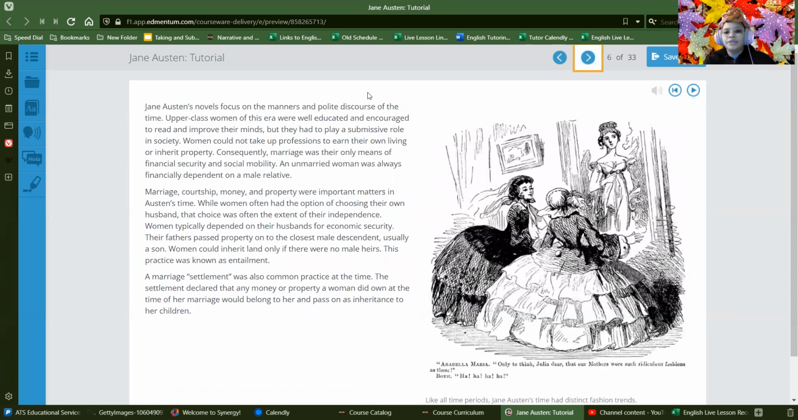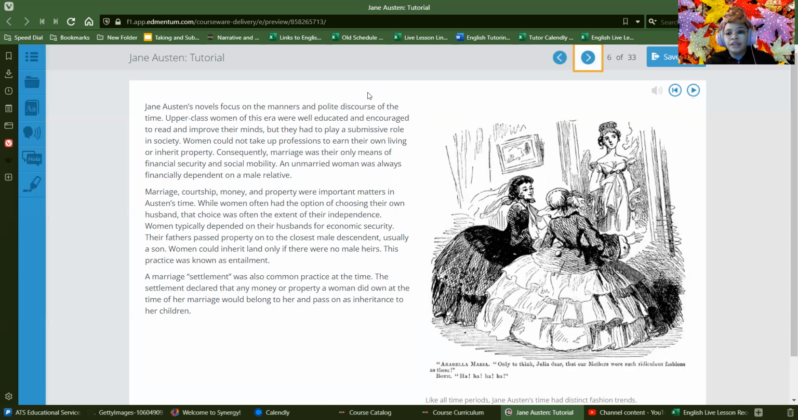Okay, so this slide, number 6, tells you about the focus of the novels with a little more detail. They let you know that the focus is on manners and polite discourse. So basically how people were expected to treat one another at that time. I will say that during this time period, women were pretty well educated, which is pretty different from some of the other time periods that we've looked at. But women were not really allowed to use their intelligence and their education towards anything specifically.